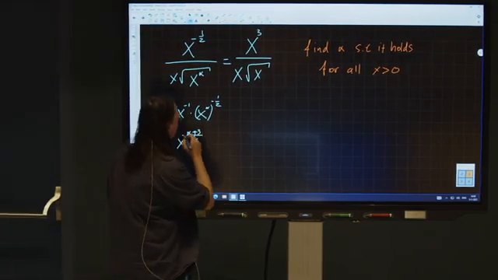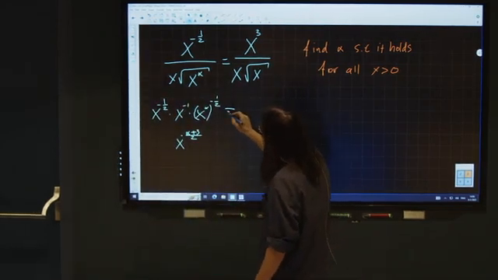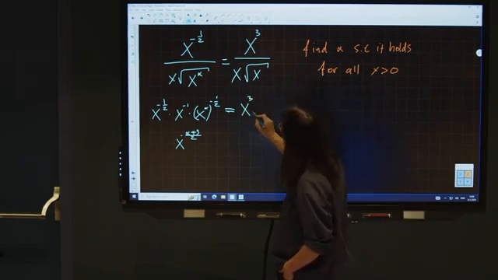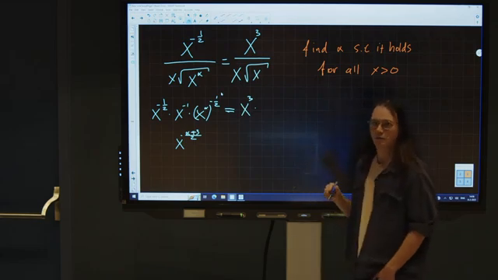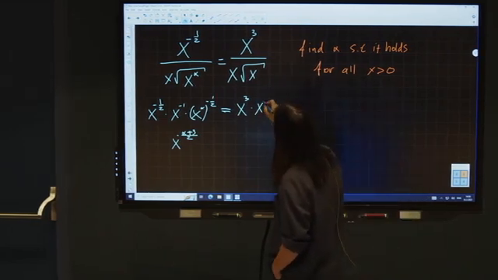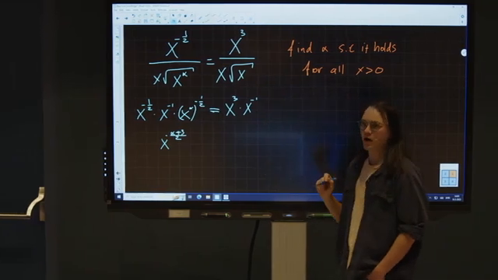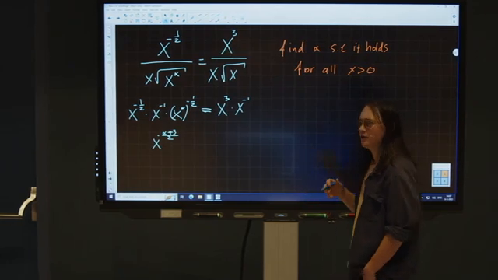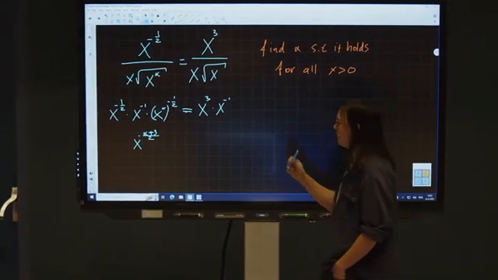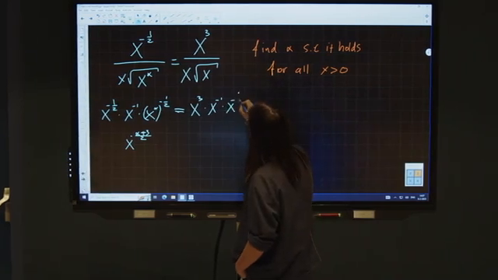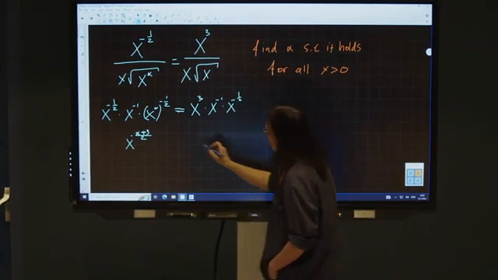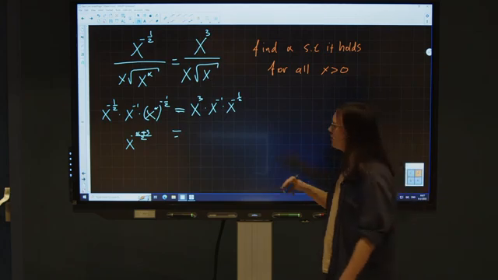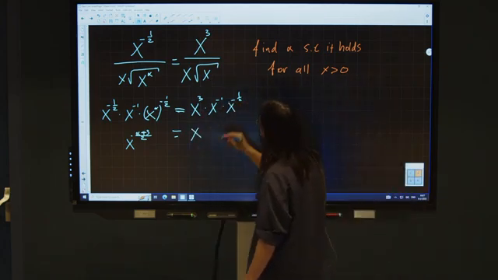On the left-hand side. So we play the same game on the right-hand side. Again, we have this x cubed. Dividing by x is multiplying by x to the power minus 1. So that's x minus 1. Dividing by square root of x is multiplying by square root of x to the power minus 1. But again, square root is just to the power a half. So that's times x to the power minus a half. And then again, here we have a product of exponents. We just add the exponents together. So we get x to the power 1.5.